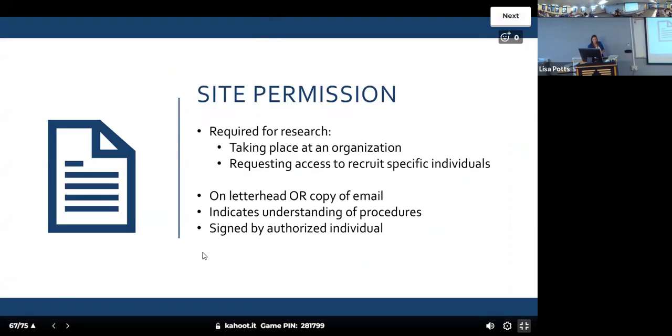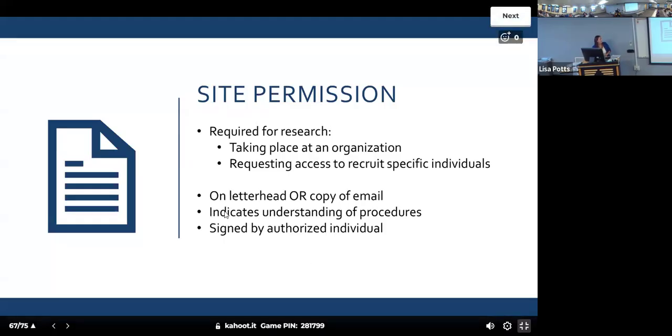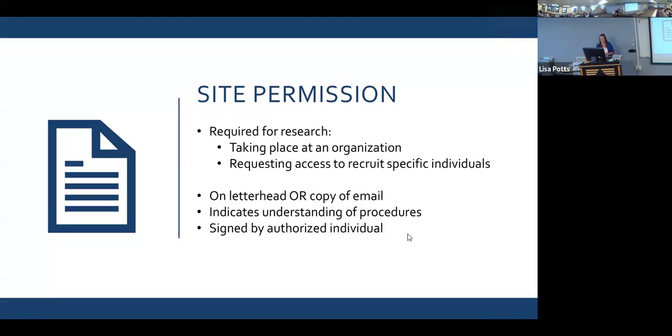The last couple things are just some examples. This site permission is another one of those things that I feel like has come up recently, where we're going back and forth requesting site permission. We're not trying to be nitpicky, we're just trying to follow the rules. So we need to have this in place. And it needs to be clear in the site permission that whoever is providing permission for that research understands what it entails.